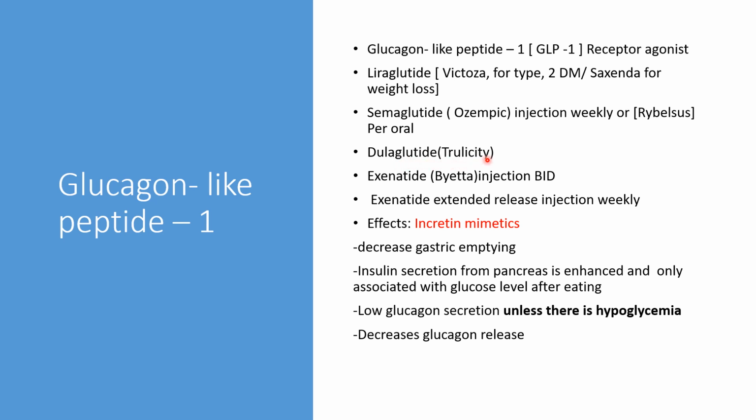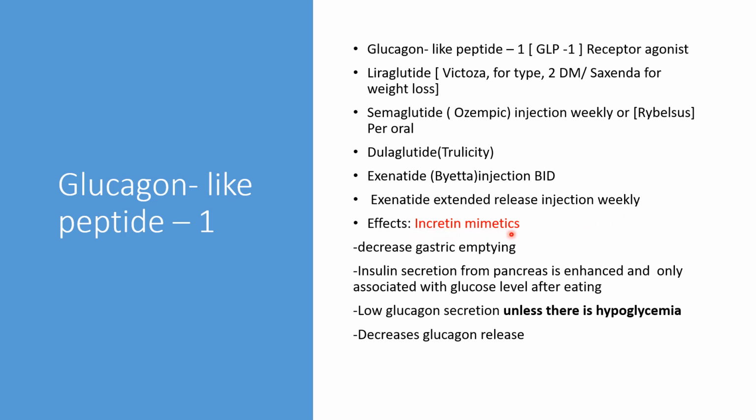Dulaglutide is Trulicity. Exenatide as Byetta is injectable form twice daily. Exenatide extended release injection will be given weekly. I pray that I don't, but if somebody close to me would need any of the glucagon-like peptide 1 receptor agonist, the person should just go for the weekly one and then you get the shot and you are okay for a week.